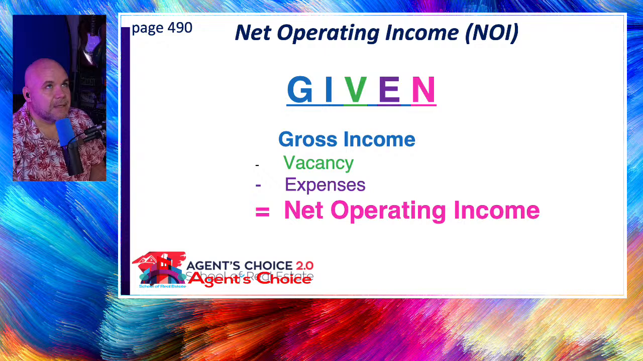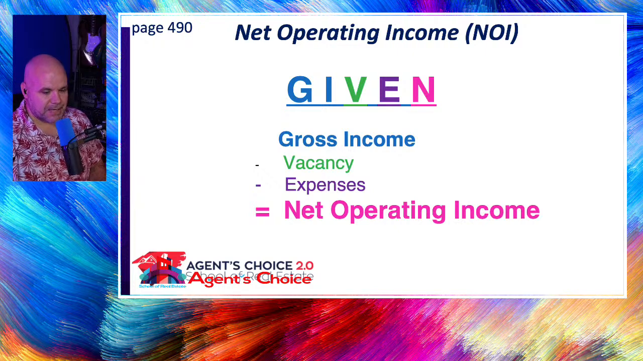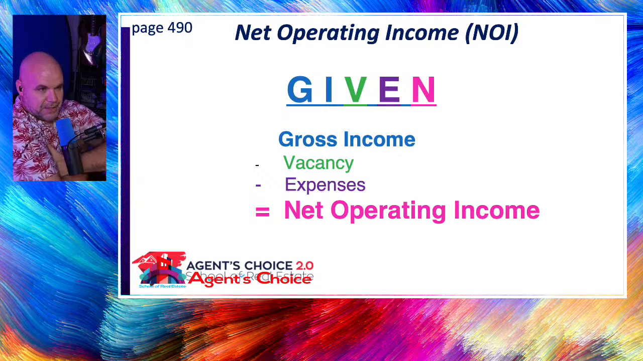So with that in mind, let's look at this again. Given just means GI, gross income. There's our 1.8 million if everything was completely rented. Vacancy means subtracting out for the fact that it's a 96% occupancy instead of 100% occupancy. And then expenses just means subtracting out for utilities and parking lot maintenance and the on-site manager and the taxes and everything else that it takes to run it.